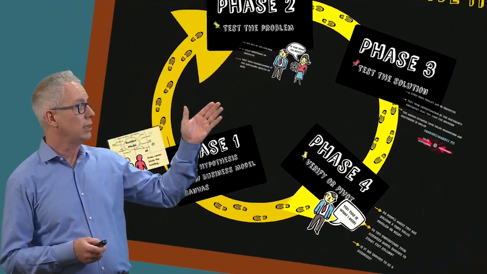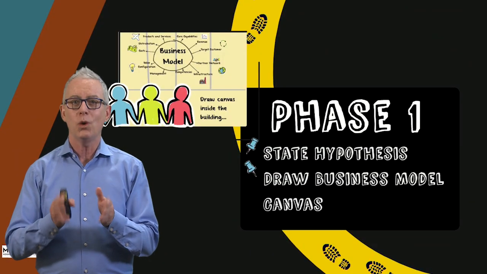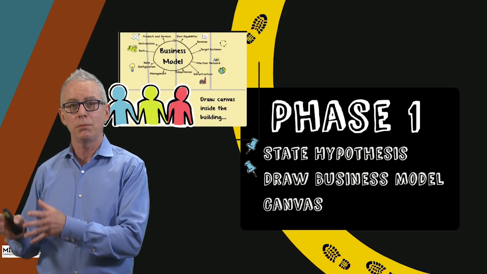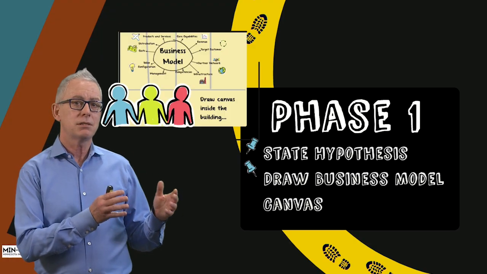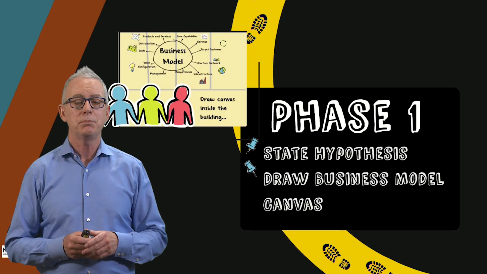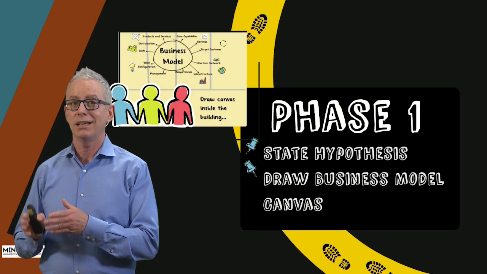So in phase 1, you begin by stating your hypotheses or assumptions. What do you believe are the major problems and needs of the customer, and what do you believe will be the key elements and features of a solution that will be better than the current alternatives? But these are assumptions and beliefs. They are not yet facts.